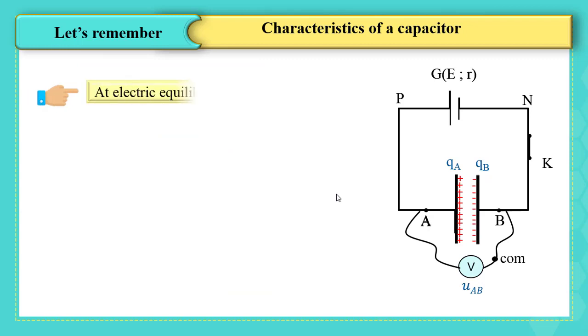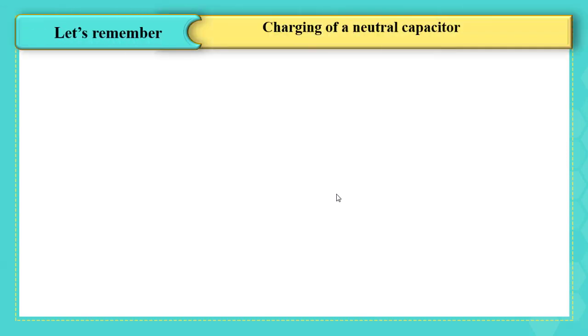sign. At electric equilibrium, when the capacitor is fully charged, the current in the circuit is 0, and UAB, the voltage across the capacitor, is equal to UPN, the voltage across the generator, which is equal to E, the electromotive force of the generator. Charging of a neutral capacitor.